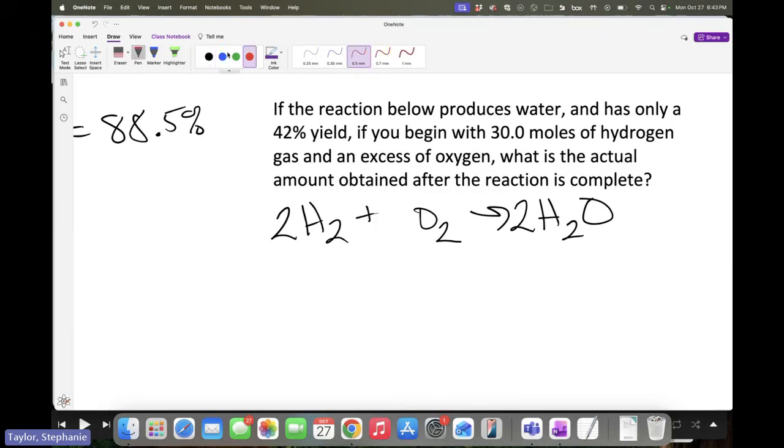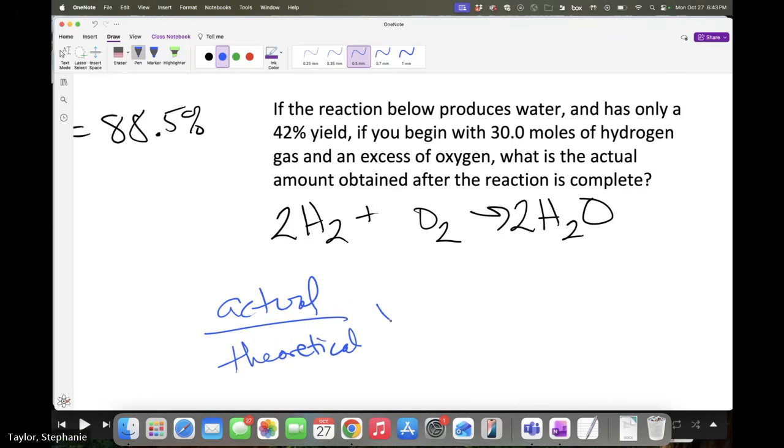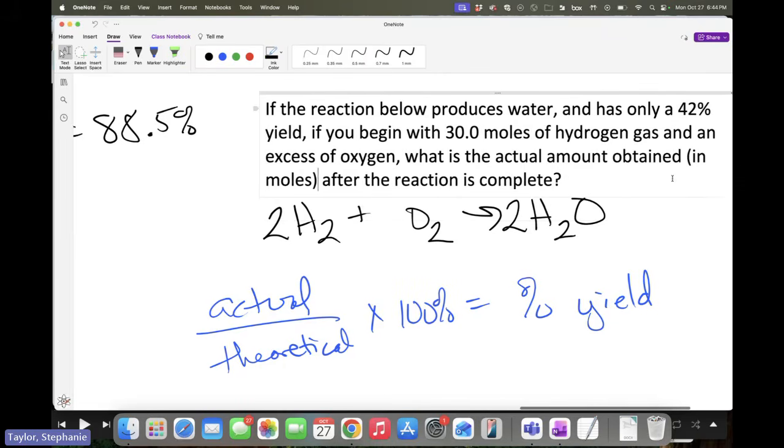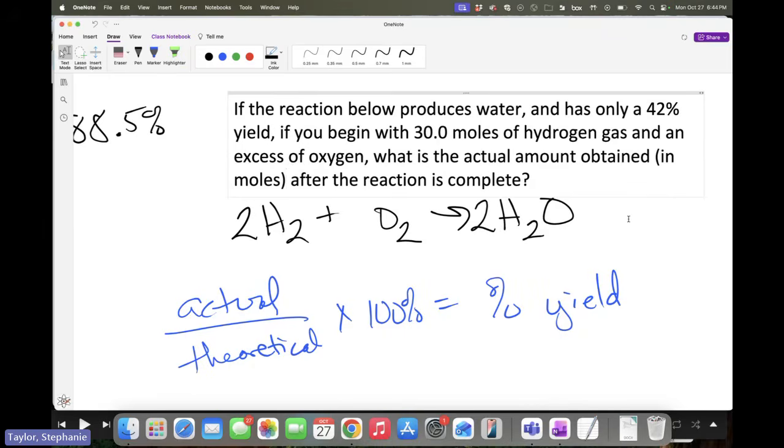So we're still banking on having actual divided by theoretical times 100% to equal percent yield. We have some of this, but we're currently missing both the actual and the theoretical. We're going to solve for the actual, so we still need the theoretical yield. We are going to leave this in moles though. Sorry, I keep changing the question.